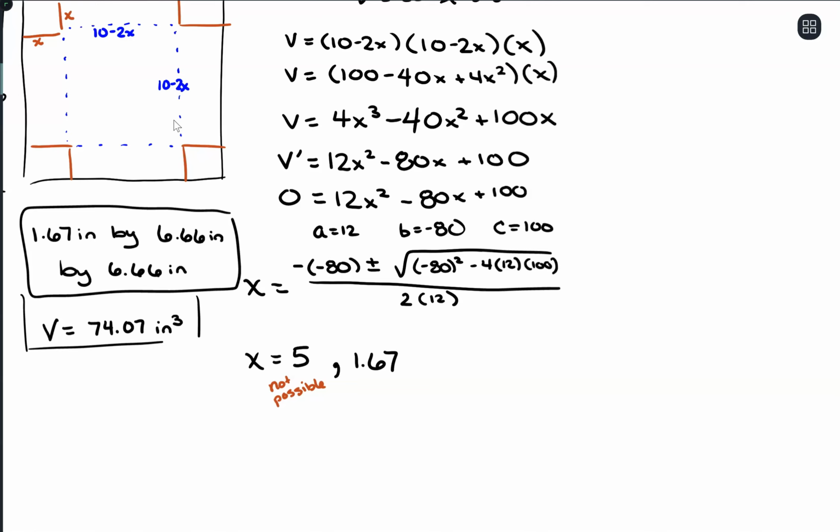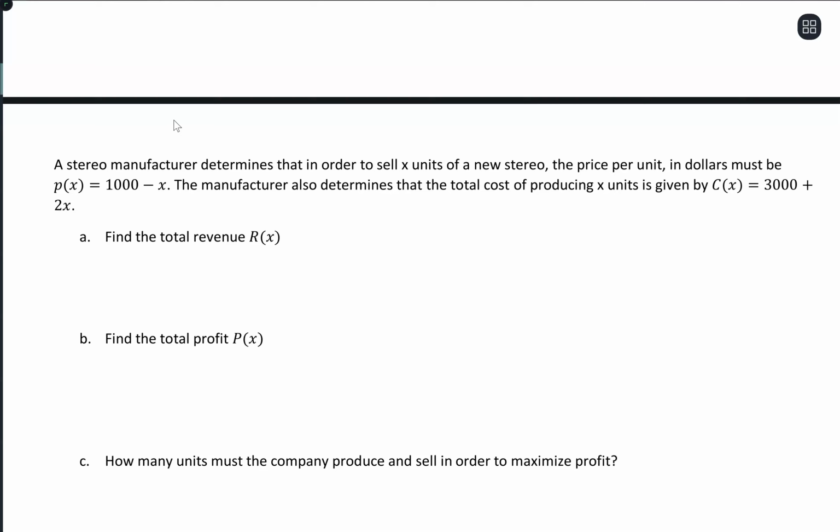Okay, let's keep going with one more example in this video that is some more business oriented question. So we have a stereo manufacturer determines that in order to sell X units of a new stereo, the price per unit in dollars must be P of X equals 1,000 minus X. So that right there is our function for price.